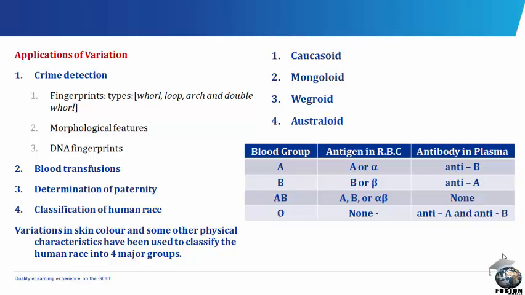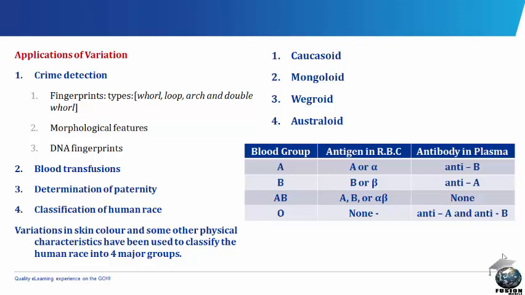The 4 types of fingerprints include A. The whorl, B. The loop, C. The arc, and D. The double whorl. In crime detection, morphological features such as the color of the eyes, the skin complexion, the color of hair may be used to search for a suspected criminal.